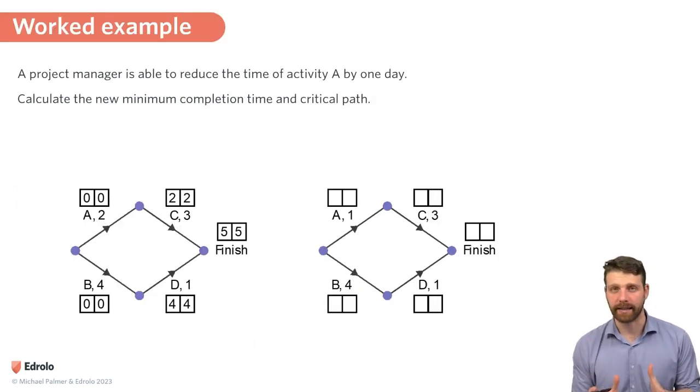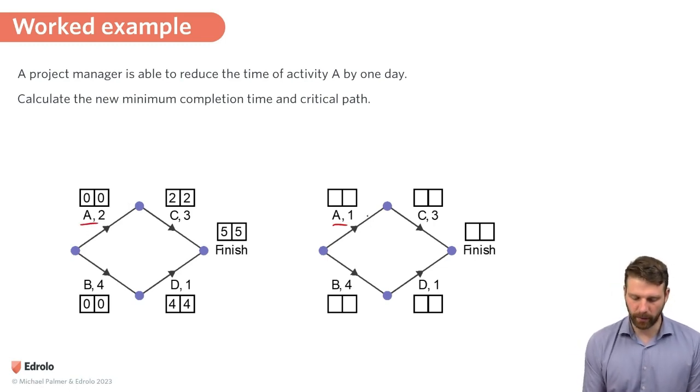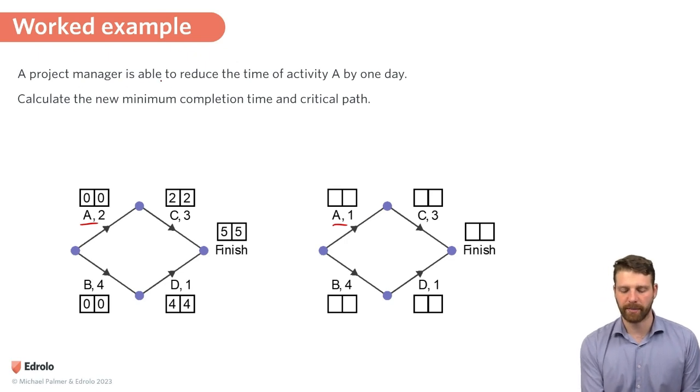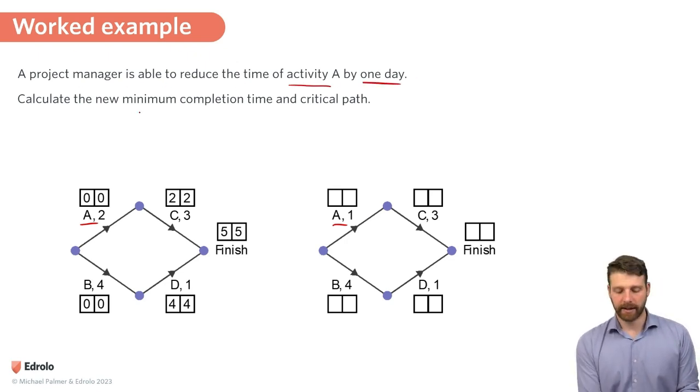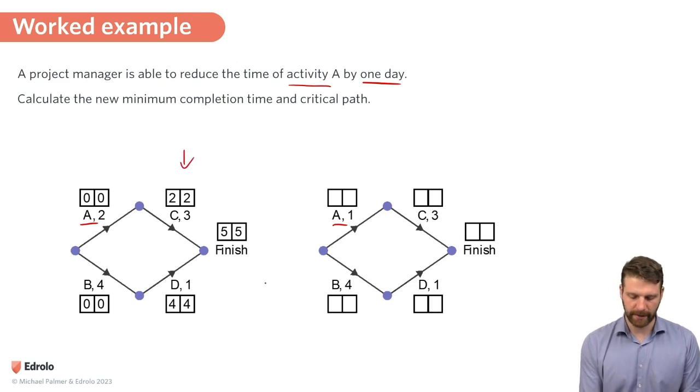Okay, here's a really similar example. In this case, I've changed A to be reduced by 1 day. So let's read the question. It says, a project manager is able to reduce the time of activity A by 1 day. Calculate the new minimum completion time and critical path. Okay, so just looking at that first diagram, that one's been done for us, and we can see the critical path is still along the bottom.